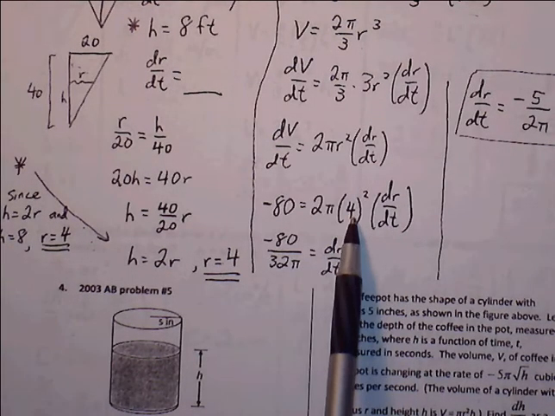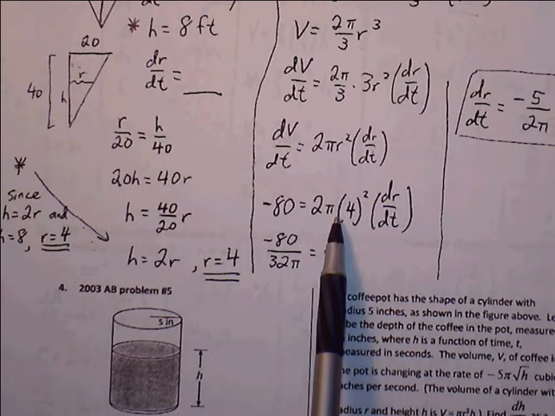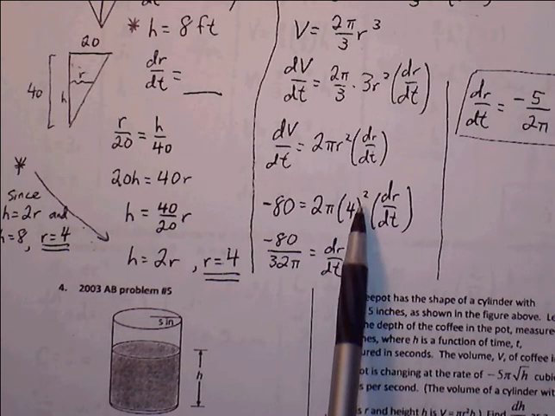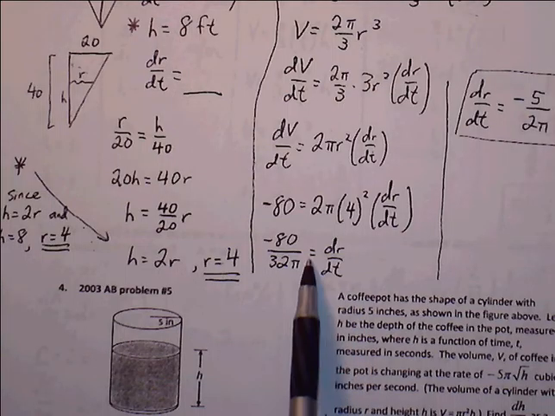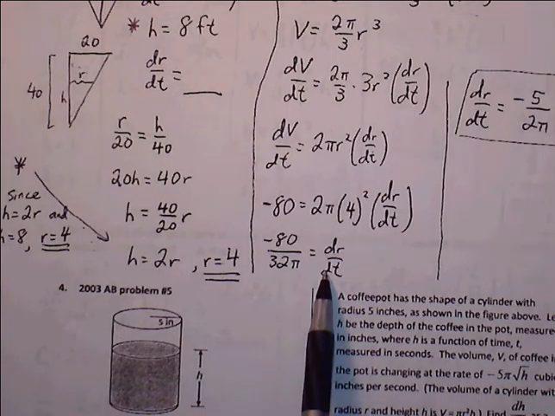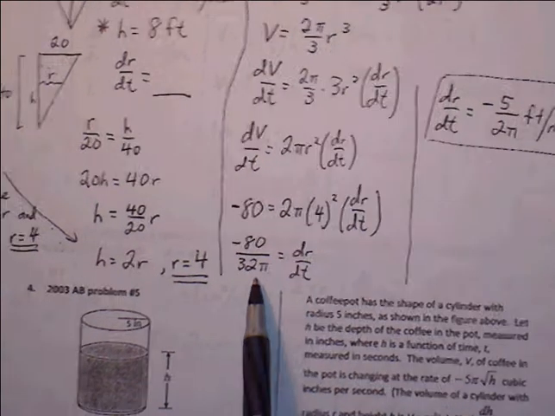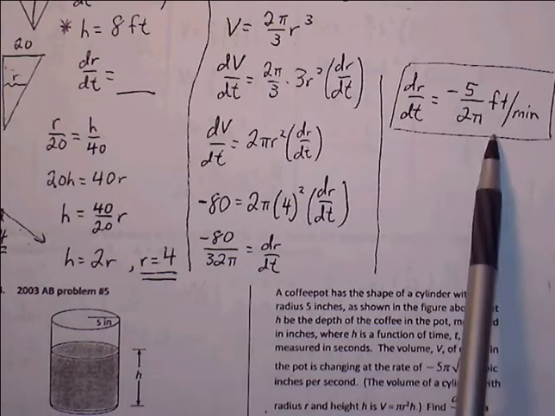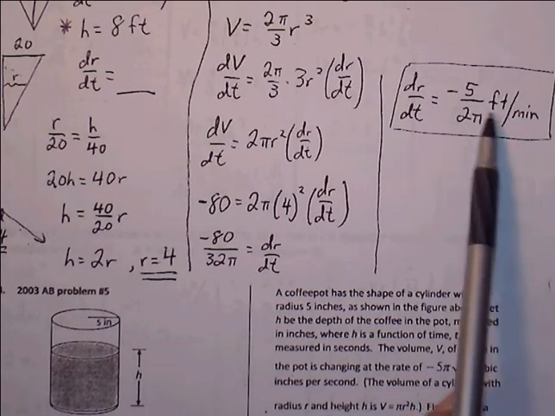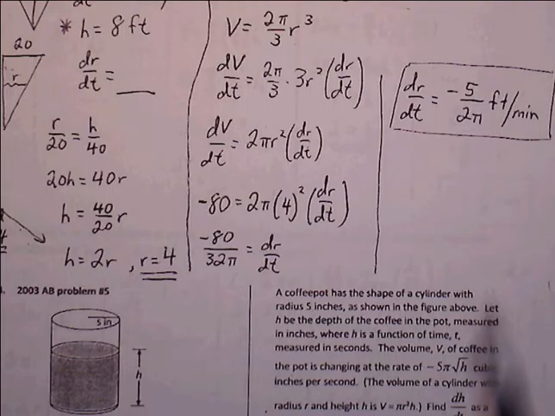2 times 4 squared is 16. 16 pi is 4 squared, times 2 is 32. Divide both sides by 32 pi. So negative 80 divided by 32 pi reduces to negative 5 over 2 pi. And we have our answer here. Unit of measure is feet per minute.